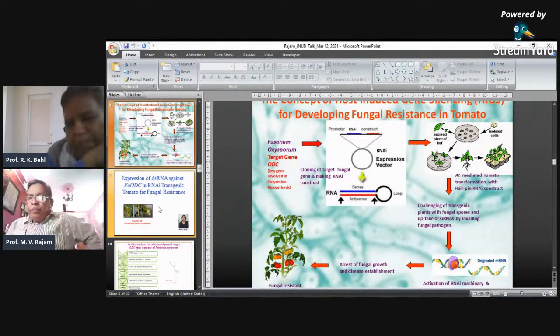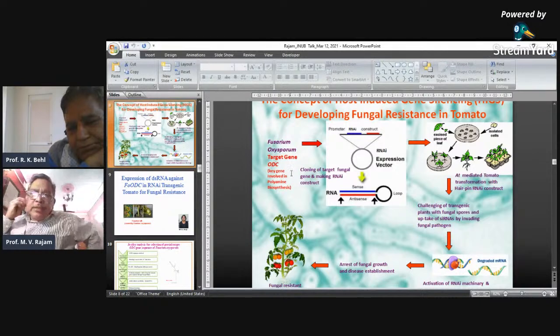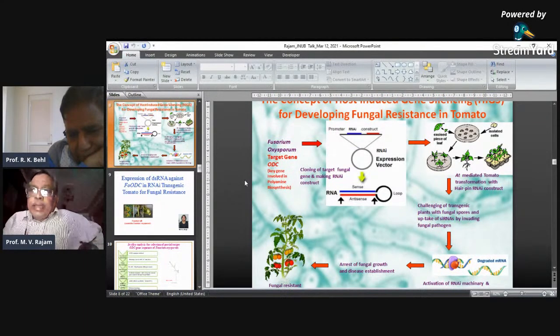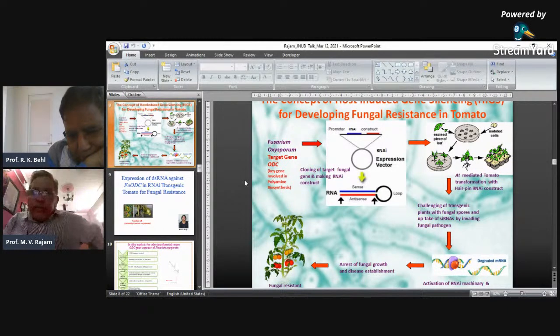In this slide, I've depicted the concept of RNAi for the control of fungal pathogens in a single slide. As I discussed briefly before, the first and foremost important step is the identification of a target gene. Here, of course, we have identified ODC, and then the preparation of a hairpin RNA construct by cloning a partial fungal ODC gene in sense and antisense orientation under the control of a constitutive promoter. And then we use this hairpin RNA construct for tomato transformation by Agrobacterium. The RNAi tomato transgenic lines express double-stranded RNA and subsequently form siRNA molecules. So that is what is happening in the plant.